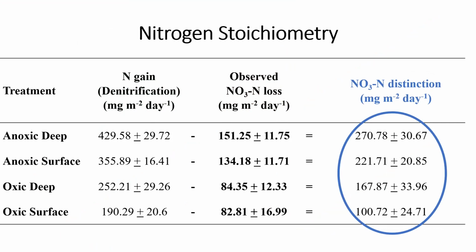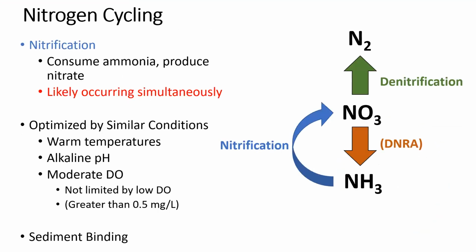And we found that we were missing the most nitrate in our anoxic cores, which were our most successful denitrifiers, and the least nitrate was missing in our oxic cores, our less significant denitrifiers. Ultimately, though, we concluded that nitrification was the most likely culprit, in that it consumes ammonia and ultimately produces nitrate, and it could occur simultaneous to denitrification, preventing us from observing where this nitrogen is pooling.